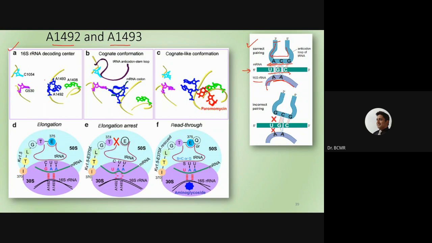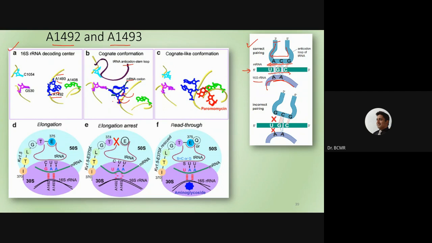You can see here, typically the decoding center, you can call it, whether this interaction between the codon and anticodon is fine or not. So these two bases here, the adenine bases, they are facing inwards. When the interaction between codon and anticodon is fine, say for example, this is the mRNA and this is the anticodon loop, the two adenines flip out like this, right? They were actually inside, now they are flipped out like this.